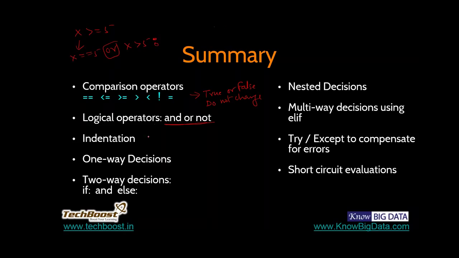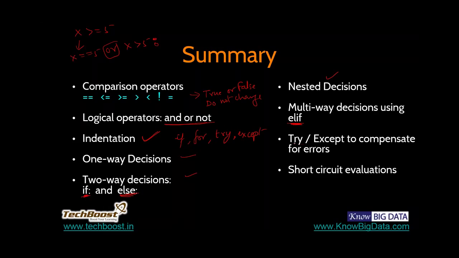Okay, we discussed indentation. When do we use indentation for blocking our code: in if, in for, and we also did that in try and except, right? We also discussed one-way decisions, two-way decisions. Two-way decisions are done using if and else. We discussed nested decisions, multi-way decisions using elif. We explored a new keyword, elif. So basically we talked about three keywords, if, else, and elif, to create different sorts of conditional executions.